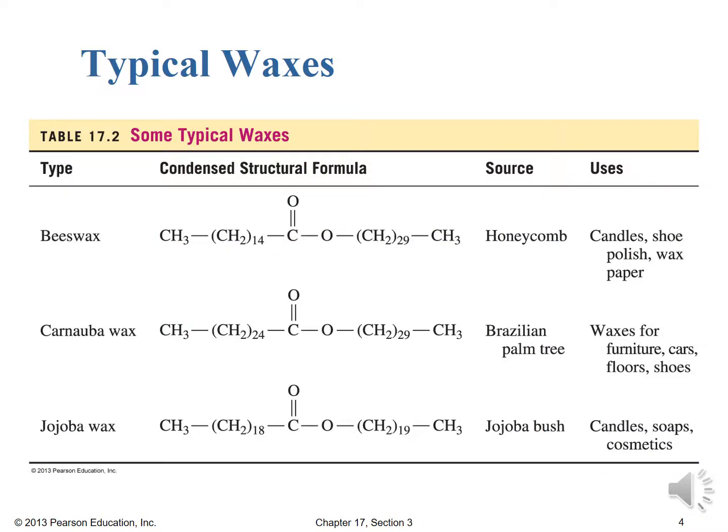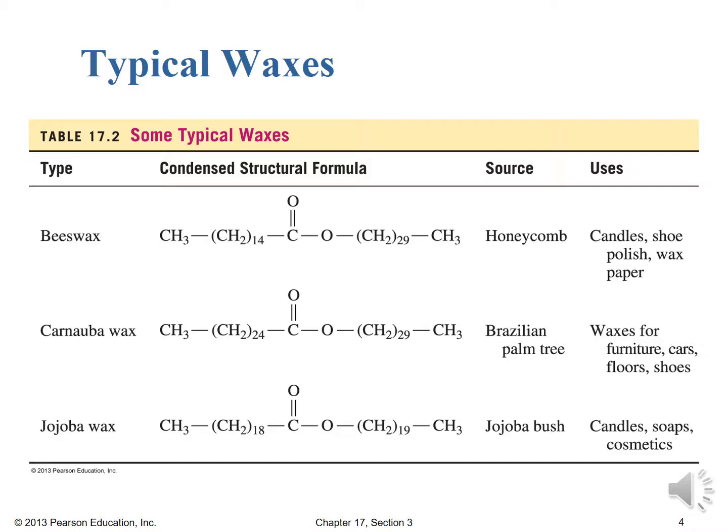So beeswax, the wax that we saw those bees making in our previous slide, that's a 16 carbon fatty acid that condenses with a 30 carbon alcohol to give rise to that overall beeswax structure and a water molecule, obviously, as a result. Our source there is honeycomb, and the uses for beeswax, it's used in candles, shoe polish, wax paper, very useful natural product there.